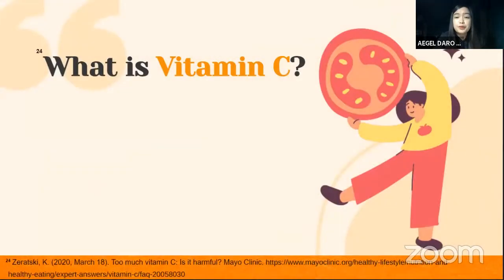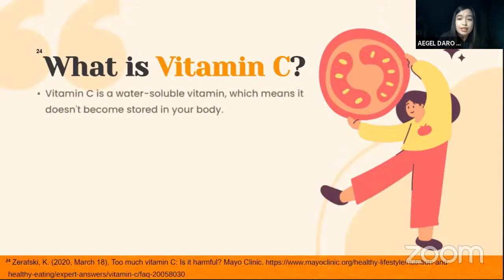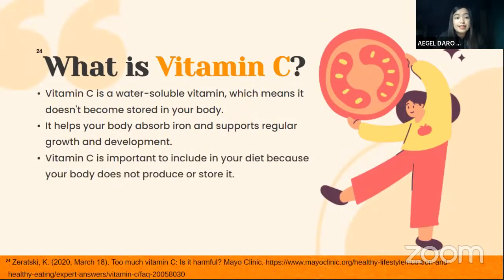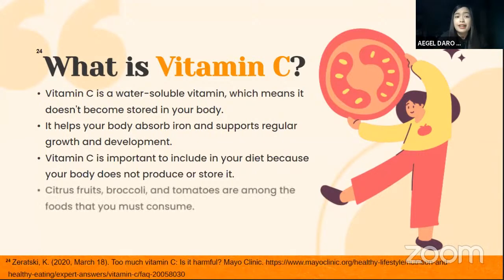Next slide. So what really is vitamin C? To start, vitamin C is a water-soluble vitamin, which means it doesn't become stored in your body. It helps your body absorb iron and supports regular growth and development. Vitamin C is important to include in your diet because your body does not produce or store it. So it is a vital nutrient for health as it helps form and maintain bones, skin, and blood vessels.